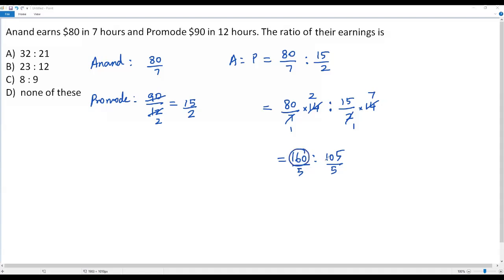Here I divide the two terms of the ratio by 5. The resulting ratio will be equal to the original ratio. When I divide 160 by 5, I am getting 32, and when I divide 105 by 5, I am getting 21. So we cannot do any more simplification. So this is the final answer. That is, this is the ratio of the earnings of Anand and Pramod, that is 32 to 21. We find this ratio 32 to 21 in answer choice A. So the correct answer choice for this question is A.